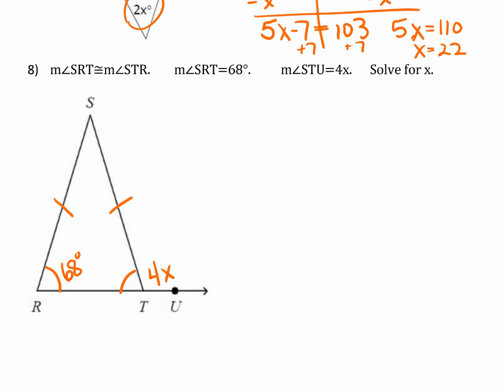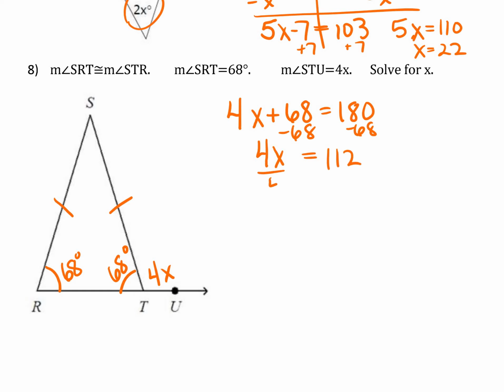One, probably the easiest way is to notice that these are congruent, so therefore this is 68, and then that makes up a linear pair. 4x plus 68 should equal 180, and then from there I will solve for x. Subtract 68 from both sides: 180 minus 68 is 112. Divide by 4. x equals 28.